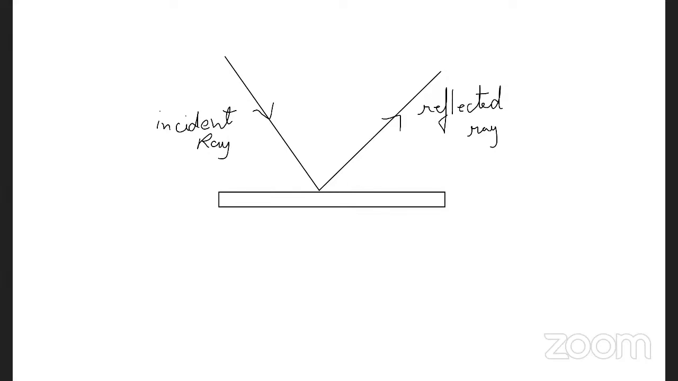Reflected ray. Alright. Now, what happens? What is reflection basically? The process due to which the light falls on the surface and gets bounced back. This is the surface of a mirror.